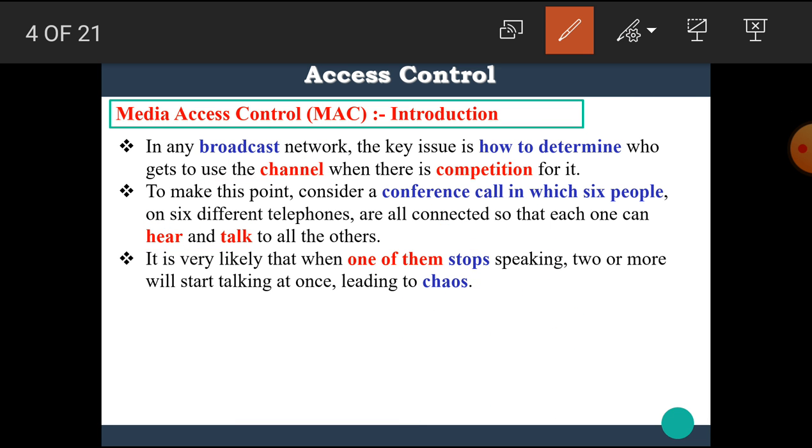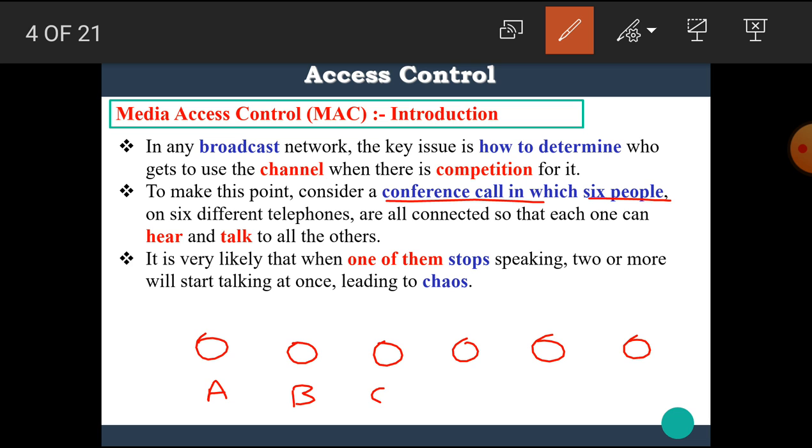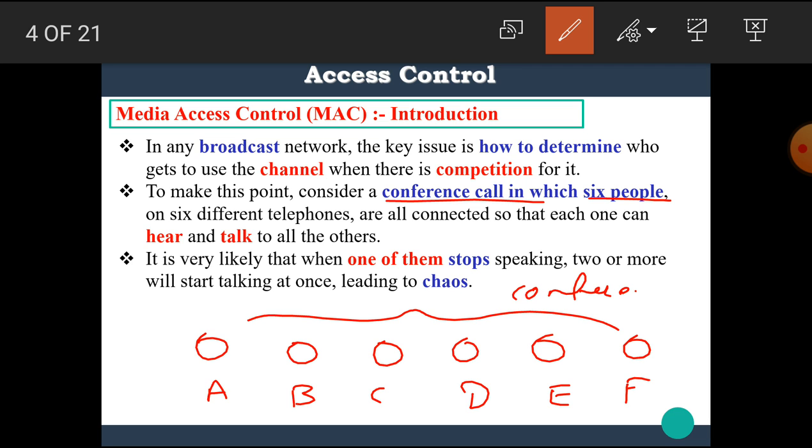Let's see once again. Consider the situation where 6 people are on a conference call. Consider these are the 6 people A, B, C, D, E, F, and these are all on a conference call. I hope you all know what a conference call is. And the situation is that all the connected people can hear and talk with the other people.